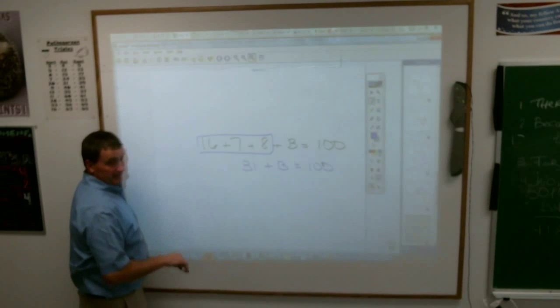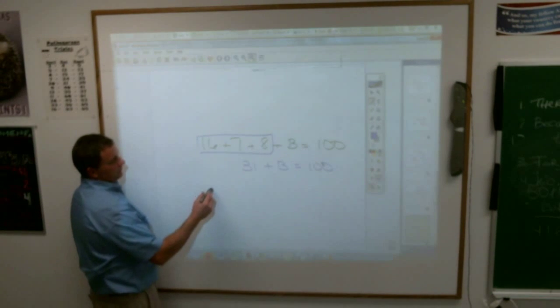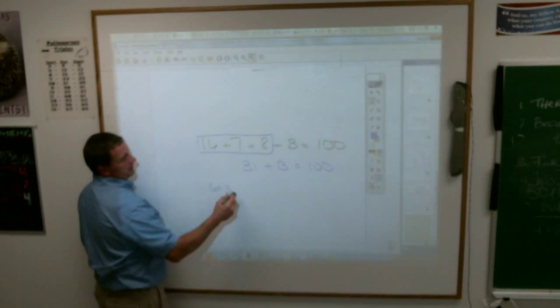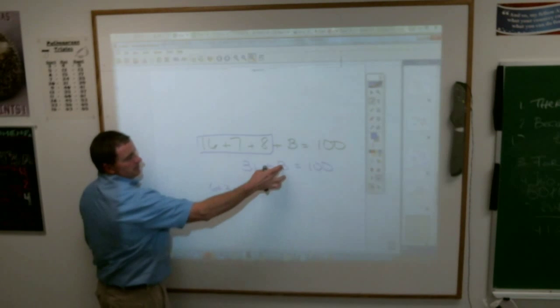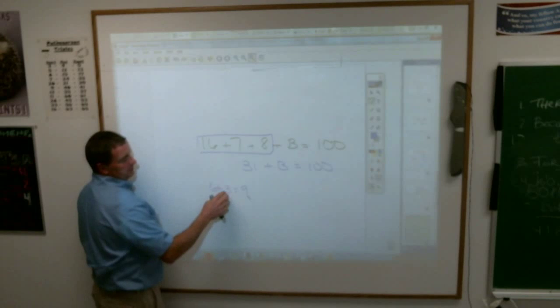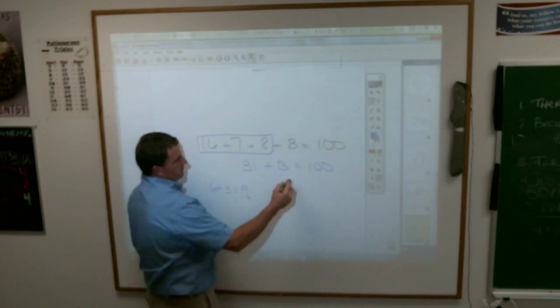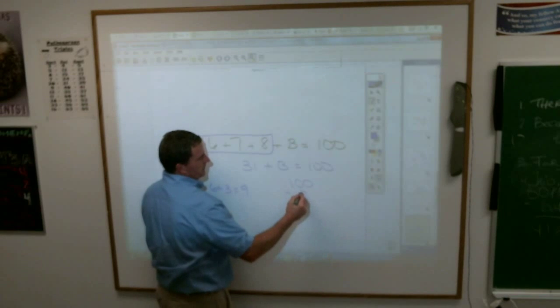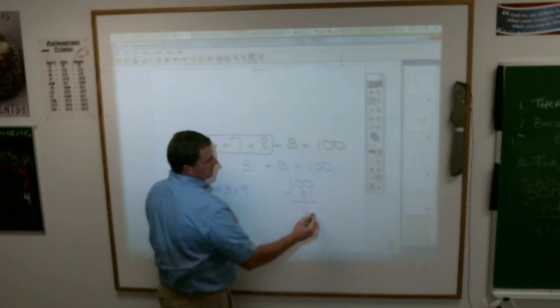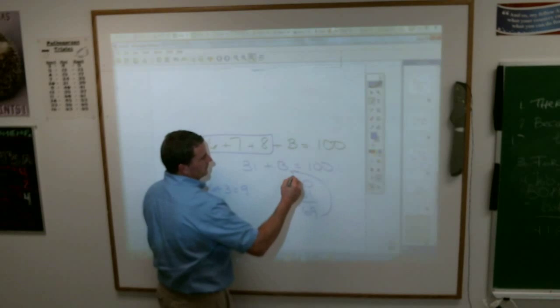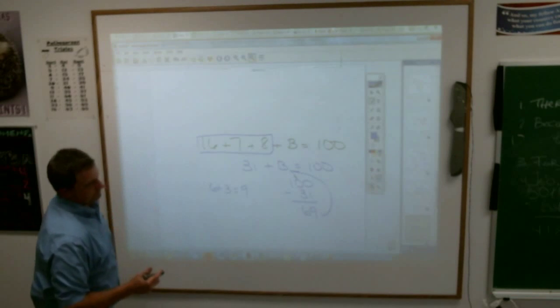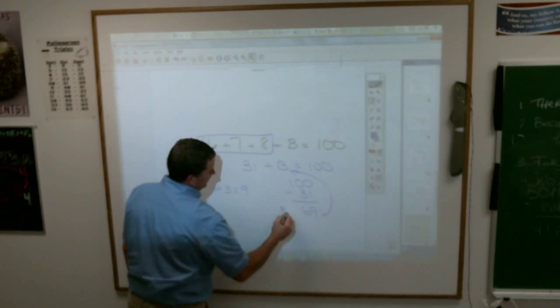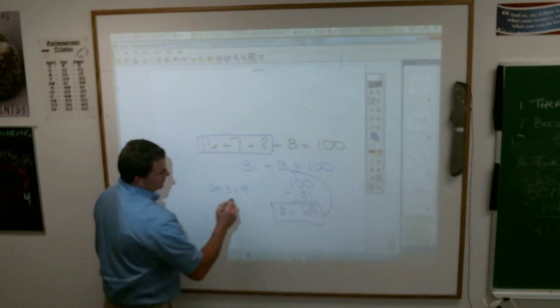And then here's where I would think of that easier addition problem. What if I have 6 plus 3 equals 9? If I'm missing this 3, what do I do with 6 and 9 to get 3? Riley? Subtract, so you're going to take 100, subtract 31, and you'll get 69 for the number b. But it's always good to put this. B equals 69.